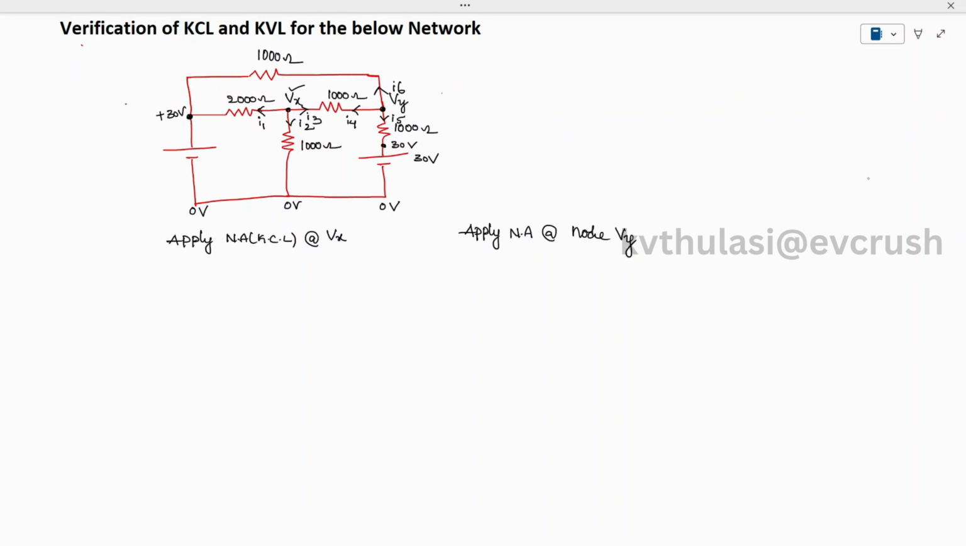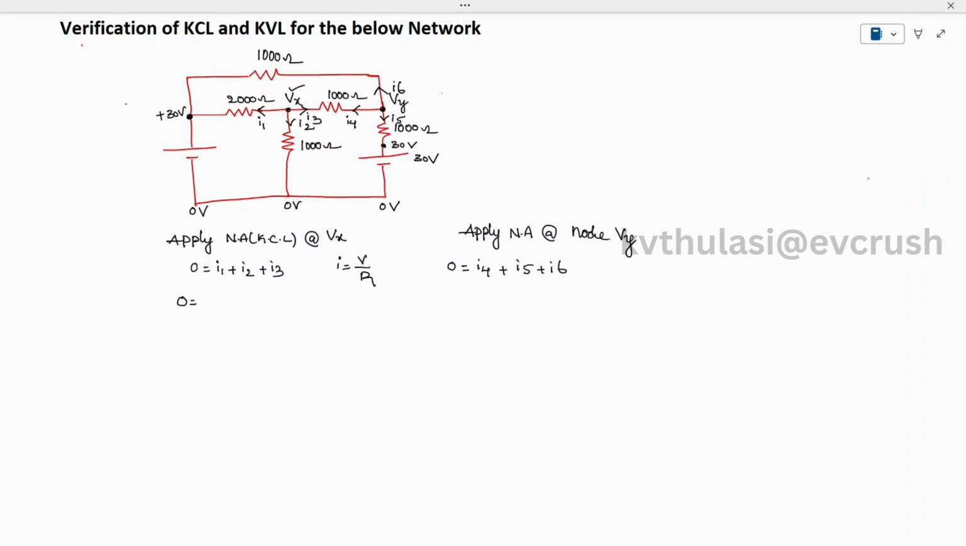to this node there's no entering current, therefore 0 is equal to the leaving currents, I1 plus I2 plus I3. Coming to this node, the leaving currents are I4 plus I5 plus I6. You can see here there's no entering current, therefore entering currents are 0, that is equal to leaving currents. Now we have to express this current I in V by R format, voltage by resistance. Therefore 0 is equal to I1.